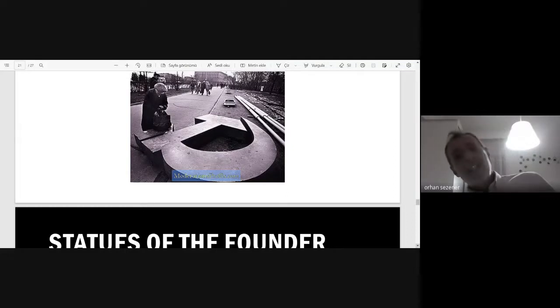Here you are looking at an elder woman who is looking at a broken sculpture showing the sickle and the hammer, the symbols of the communist regime, in the middle of a street in Moscow. This is a very nice picture indicating the collapse of the communist system.